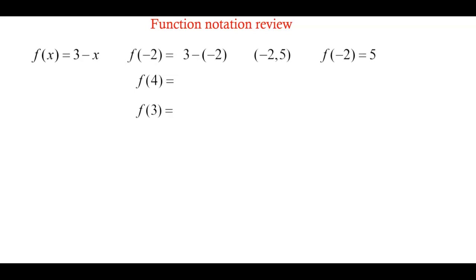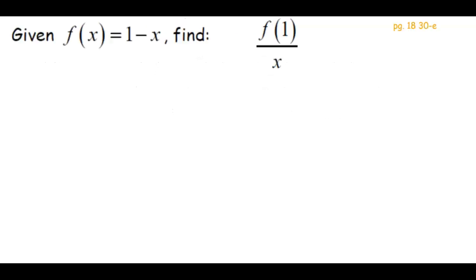When you plug in a negative 4, of course, you're going to get an output of a negative 1, and your function notation is going to look like f of negative 4 is negative 1. Same when you plug in a positive 3. When you plug in a positive 3, you get an output of 0, so f of 3 equals 0.